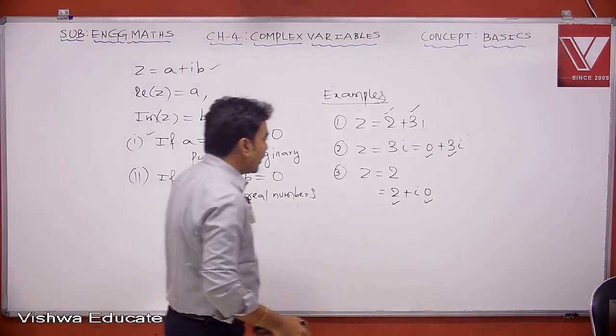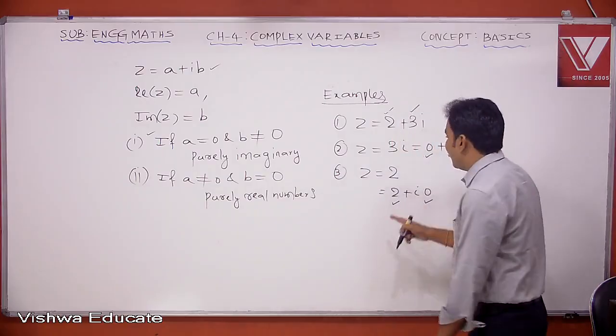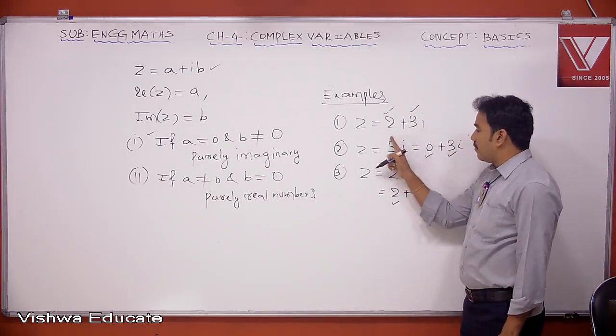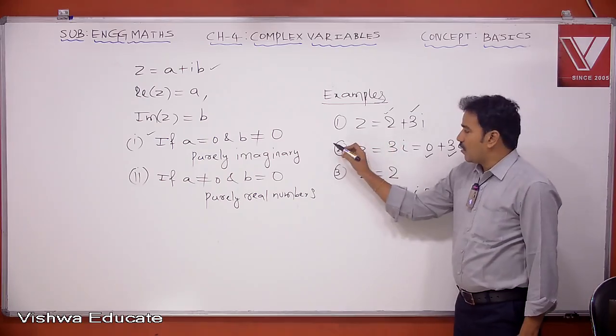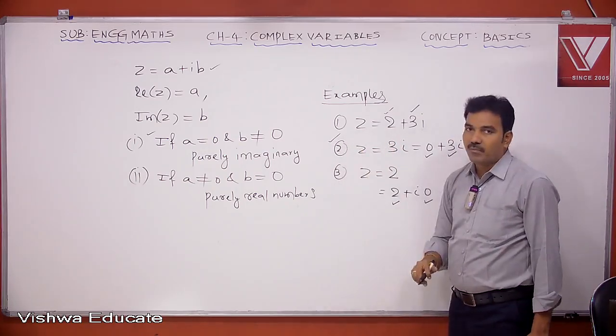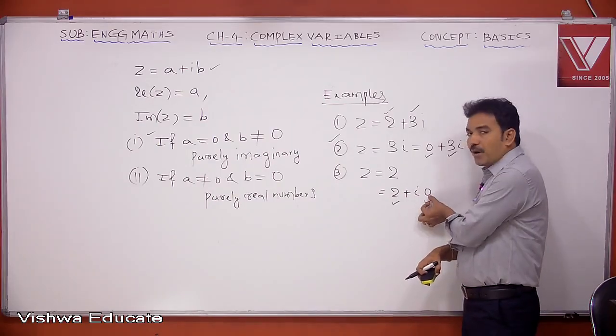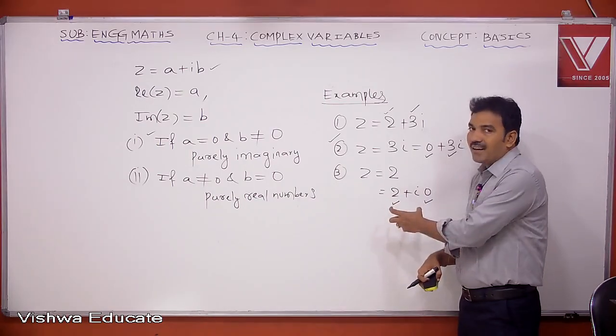So when you go through examples 2 and 3, you can understand very easily. Here the real part is 0, but the imaginary part is non-zero. So therefore this is a purely imaginary number. Now in this case the real part is non-zero, but the imaginary part B is 0. Therefore they are purely real numbers.